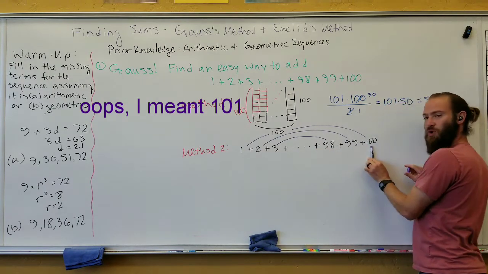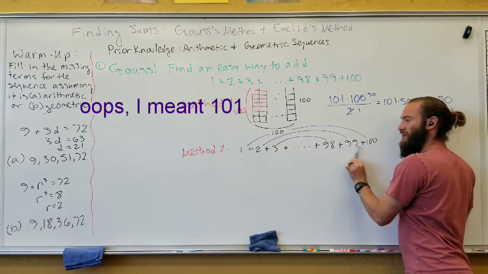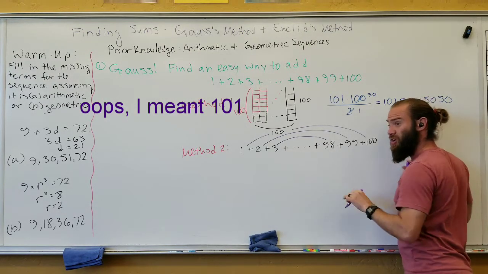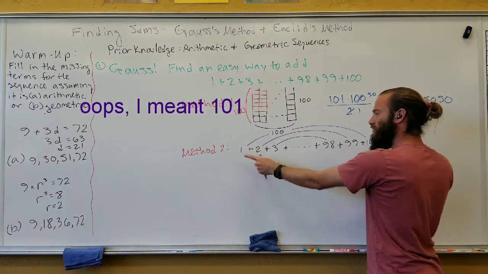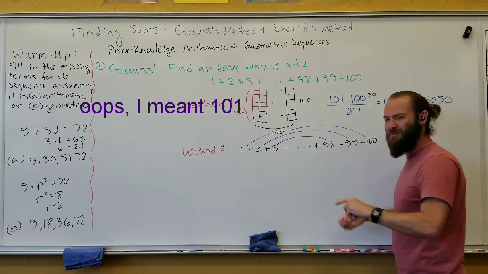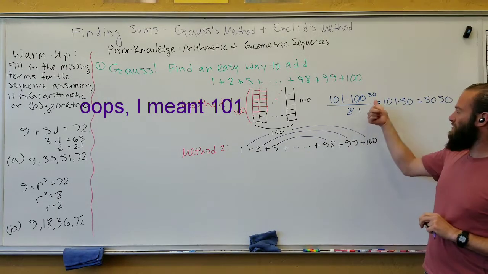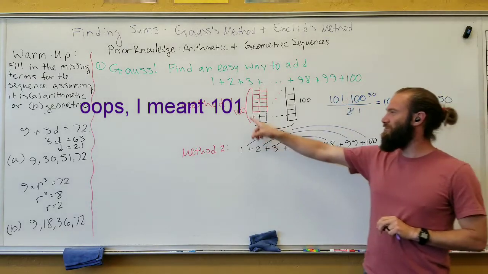1 and 100 makes 101. 2 and 99 makes 101. 3 and 98 also makes 101. In fact, we get 101 all the way in when we match these up in this way. And where do you see 101 happening? Wait a minute, we saw 101 happening up here.